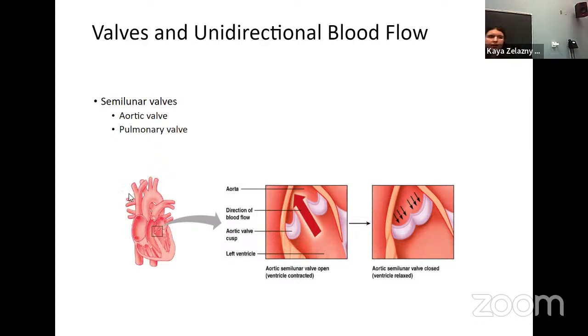So these look a little different. They're like little bags kind of in the walls of the artery. They don't have little strings attaching to them. They're different than our AV valves.